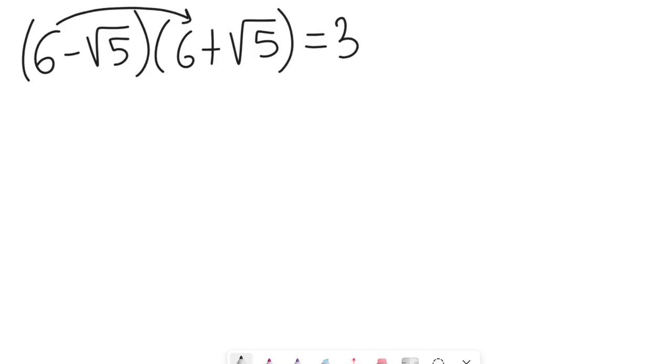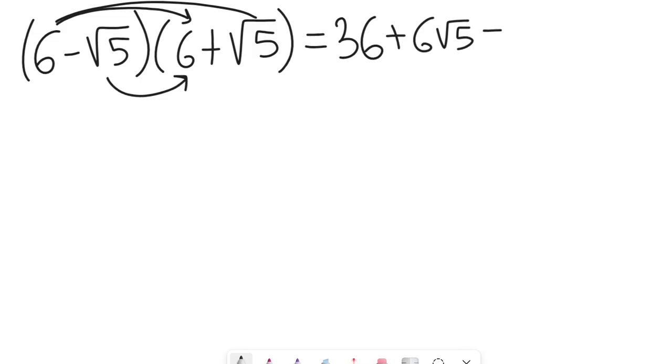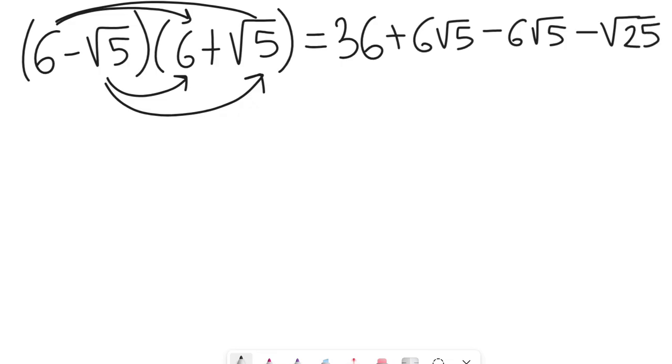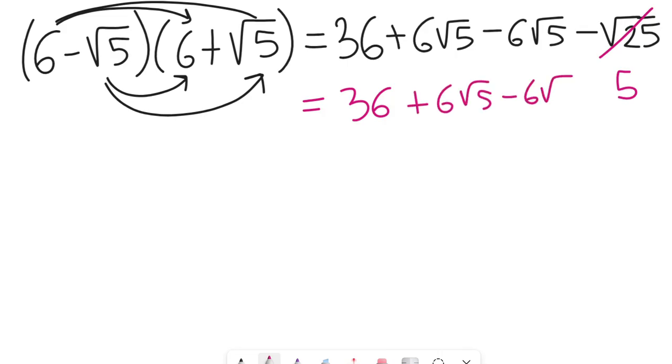6 multiplied by 6, 36. 6 multiplied by radical 5, 6 radical 5. Radical 5 multiplied by 6, 6 radical 5. Radical 5 by radical 5 is radical 25. By now, you should know that radical 25 is 5. So I will copy everything. 36, 6 radical 5, 6 radical 5, and minus 5.